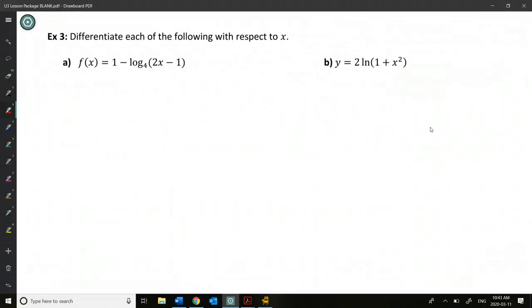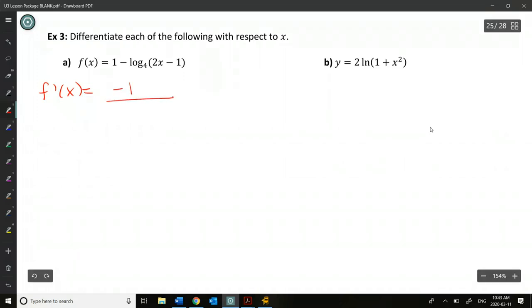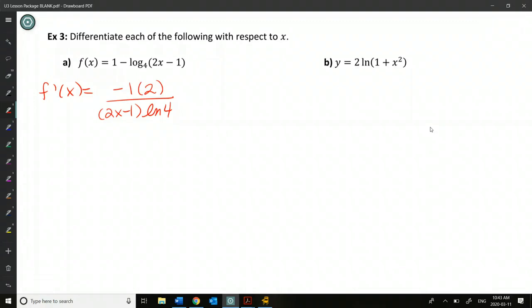You wanna do it? Go ahead. So it's negative 1, you have negative c value over 2x minus 1, ln 4, times 2. Okay, so this is what Grayston did.